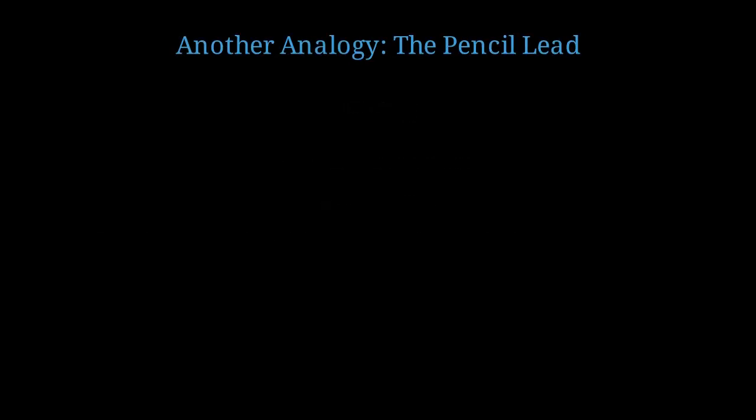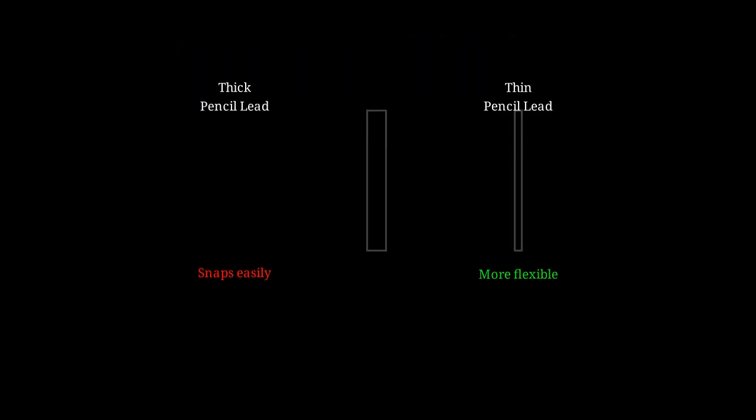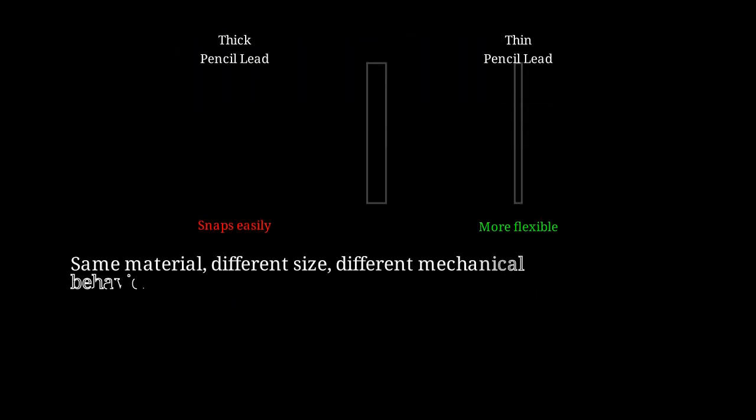Here's another analogy. Think about graphite pencil lead. A thick piece of graphite snaps easily when you try to bend it. But if you make it really thin, like a strand of fiber, it becomes surprisingly flexible. It's the same material, just at a different size scale. The thinner piece has fewer defects and can bend more before breaking.